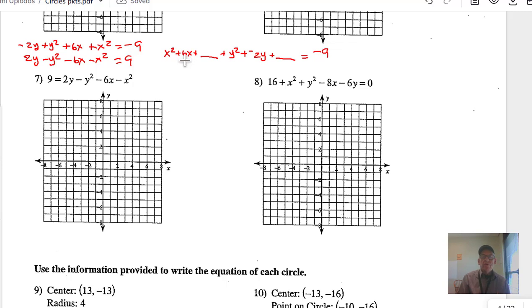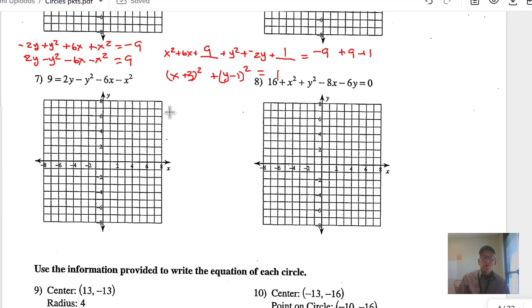Now, half of 6 is 3. So this is going to factor into x plus 3 quantity squared. And 3 squared is 9, so I need to put a 9 there. And a 9 goes on the other side of the equals. For the y part, half of -2 is a -1. So this part's going to be y minus 1 squared. And -1 squared is 1. So I need to throw a 1 in there so that this perfect square trinomial thing works out. And I also need to throw a 1 on the other side. So -9 plus 9 plus 1 gives me 1.